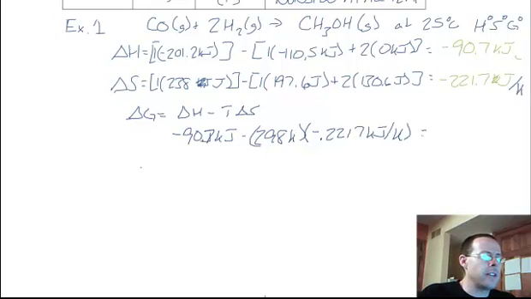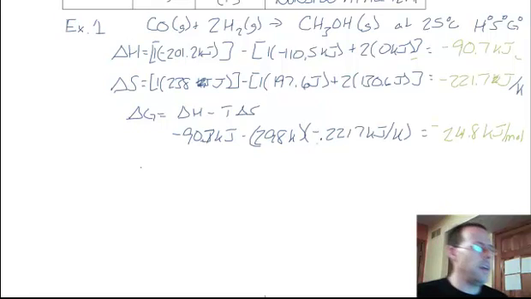And then this answer, just as a final answer, is going to be negative 24.8 kilojoules per mole. Alright, and notice our Kelvin temperatures go away. Like this Kelvin right here is going to cancel with this Kelvin in the denominator. And our final answer is negative 24.8 kilojoules per mole.